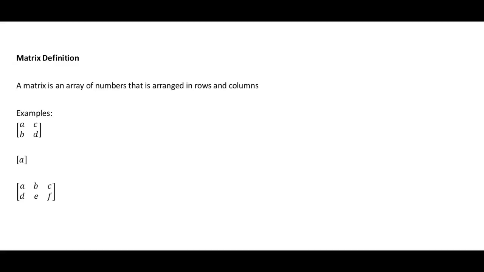Here we have some examples. We have A, B, C, D. We have one with just A. We have one with A, B, C, D, E, F. So these are examples of matrices.